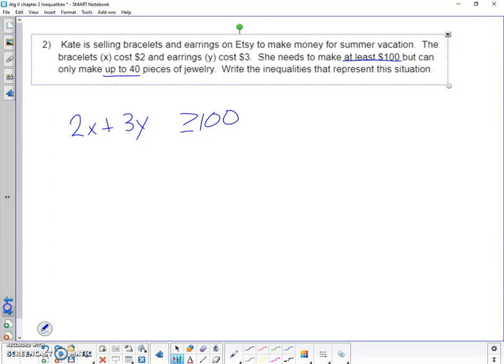Okay, what does the up to 40 mean? Are we looking at greater than or less than? Less than, right? Alright, are we multiplying our x and our y by anything for this one? This one's just going to be x plus y.